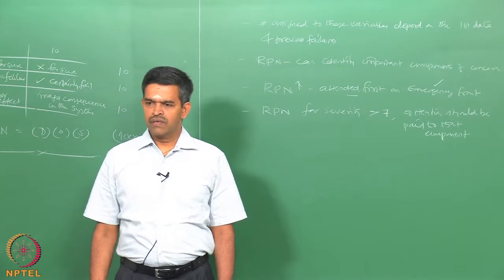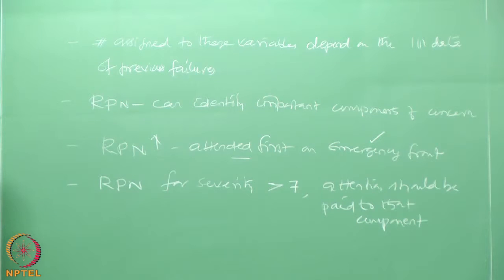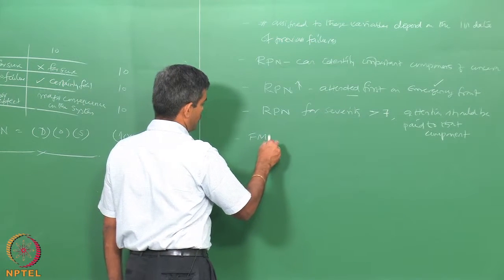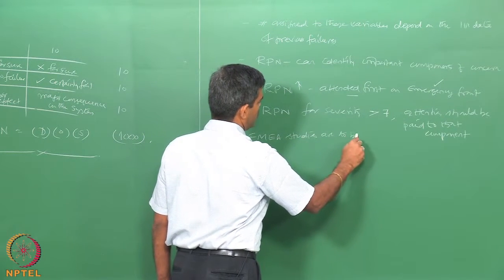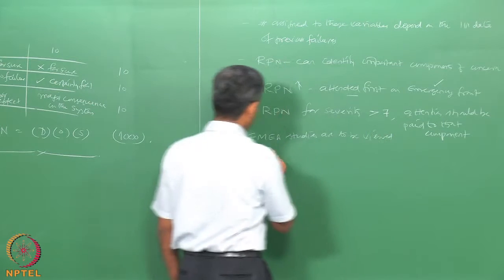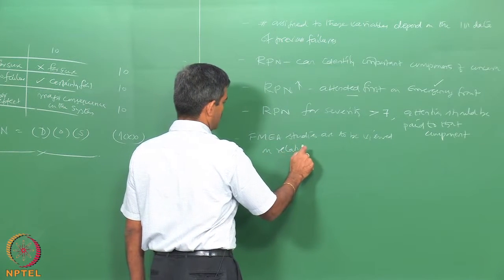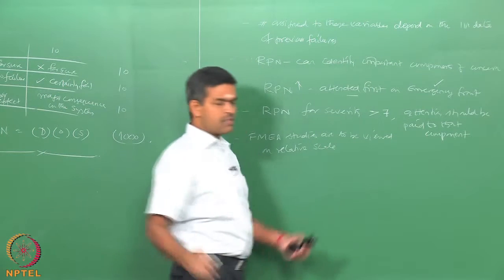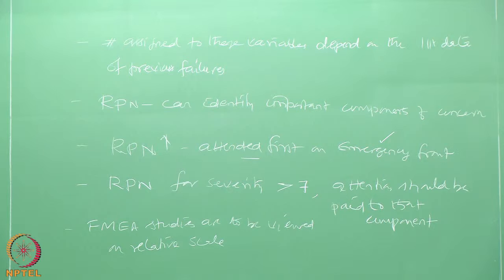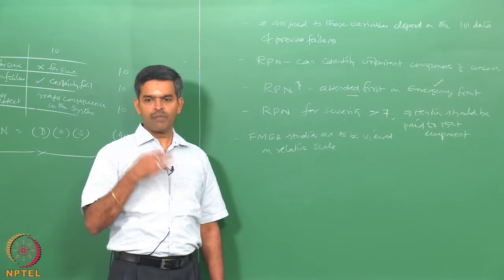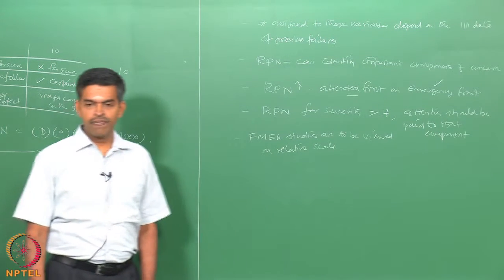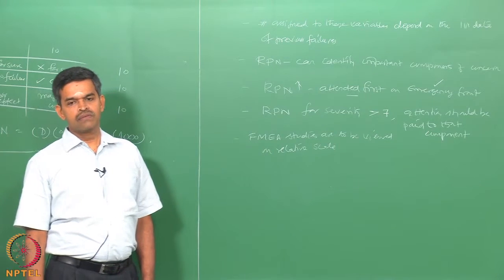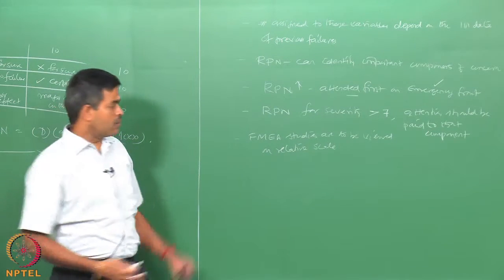FMEA studies are actually viewed on relative scale, that is very important. FMEA studies are to be viewed on relative scale. What does it mean is, in a given system, having identified the components of that system and having identified various failure modes which are possible based upon engineering, design and expertise and experience, then one can always prioritize the risk of the component failure on a relative scale.